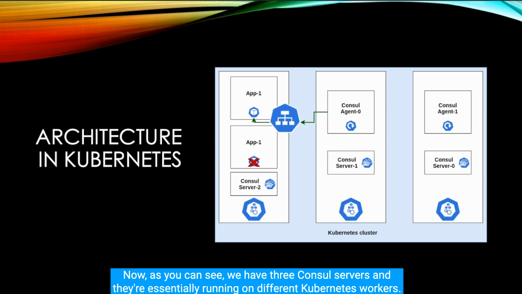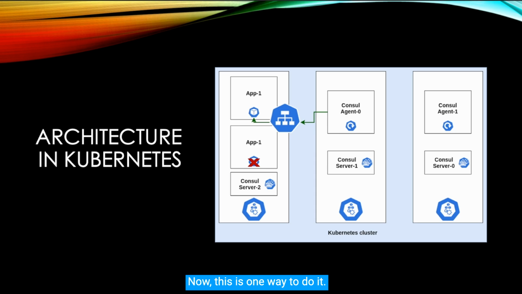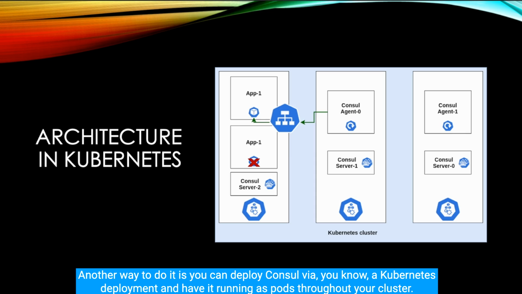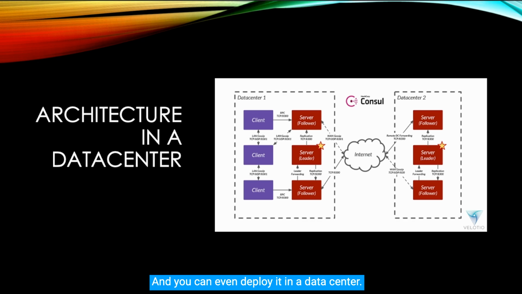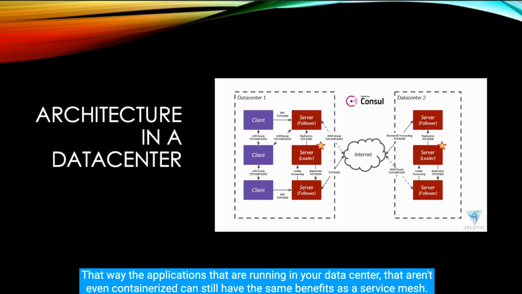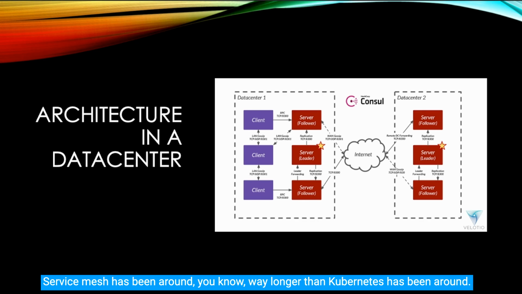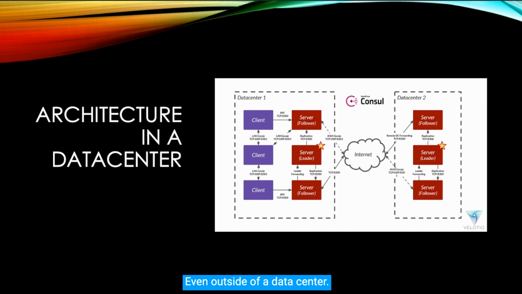Now, as you can see, we have 3 Consul servers, and they're essentially running on different Kubernetes worker nodes. Now, this is one way to do it. Another way to do it is you can deploy Consul via a Kubernetes deployment and have it running as pods throughout your cluster. And you can even deploy it in a data center. So you can have Consul running inside of your data center. That way, the applications that are running in your data center that aren't even containerized can still have the same benefits as a service mesh. Because remember, service mesh has been around way longer than Kubernetes has been around. So encrypting the traffic between applications and services, you can absolutely do that even outside of a data center.